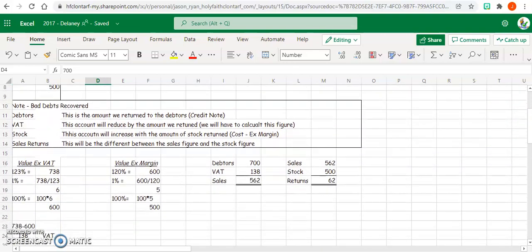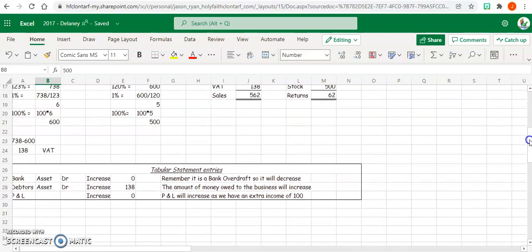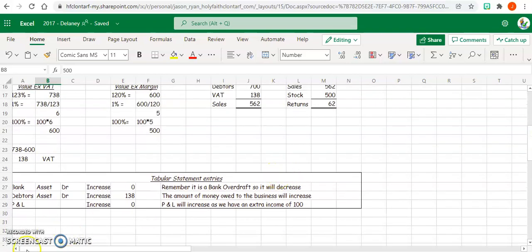We calculate what our VAT was. So our VAT, remember this was sales, so it's going to reduce the amount of VAT that we owe. Our stock then was 500, so it's going to be increased by 500. And then the difference then is how much we're going to make, or how much we need to reduce our profit and loss based on these goods being returned to us. And that's October adjustment completed.